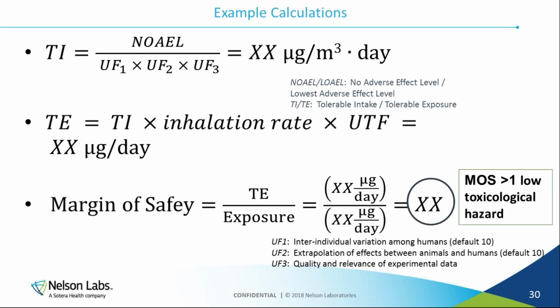And then we get to the last calculation, which is margin of safety. And this is where everything hangs on this conclusion of whether we get a margin of safety that's above a 1. So we take our tolerable exposure that we've determined based on published data and these calculations above, and then we divide it by what was detected in the device. So this is where the chemistry results come into effect. And then we come up with our ratio.